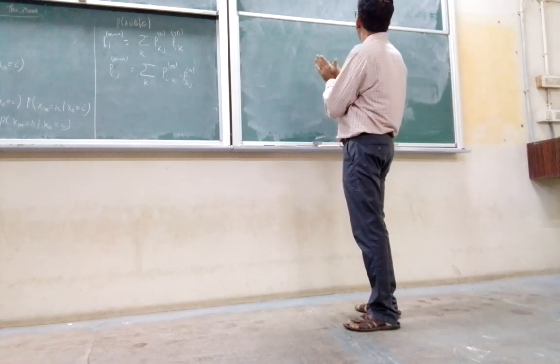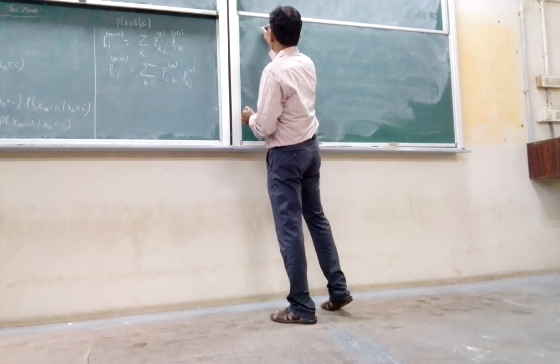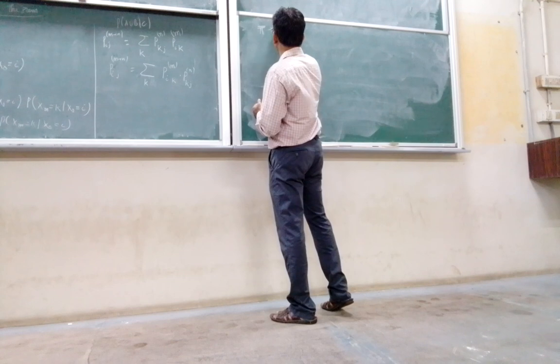Now, how are we going to make use of this? Suppose we have, as I mentioned, pi, the state occupancy vector.